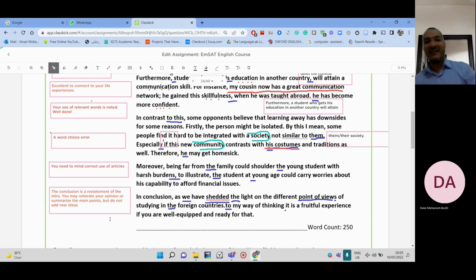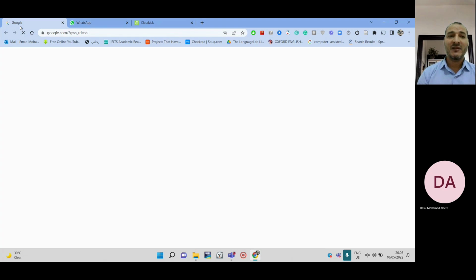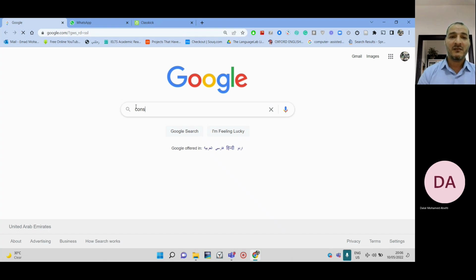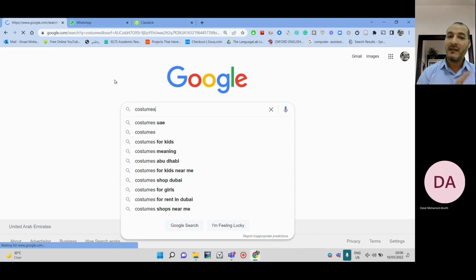Well, bismillah. Well, if this new community, yeah, I like it. When you said a society and a community, that's great. A new community contrasts with his costumes. How do you say this? Costumes. You mean this? You know the meaning of costume? Yeah. Okay, let's Google it. Costume means, in the costume and traditions, customs and traditions. Yeah, okay, just a minute.